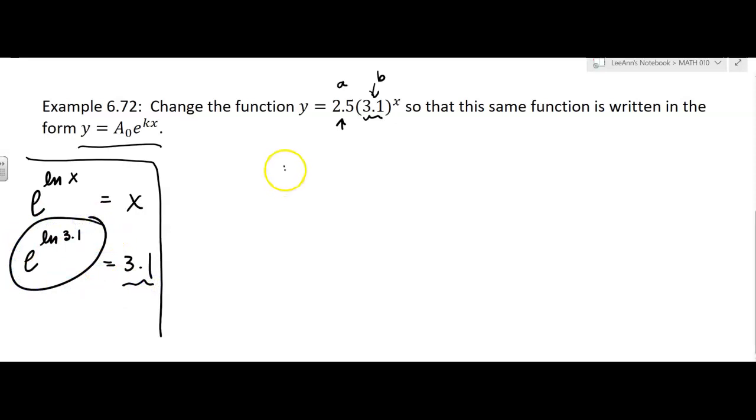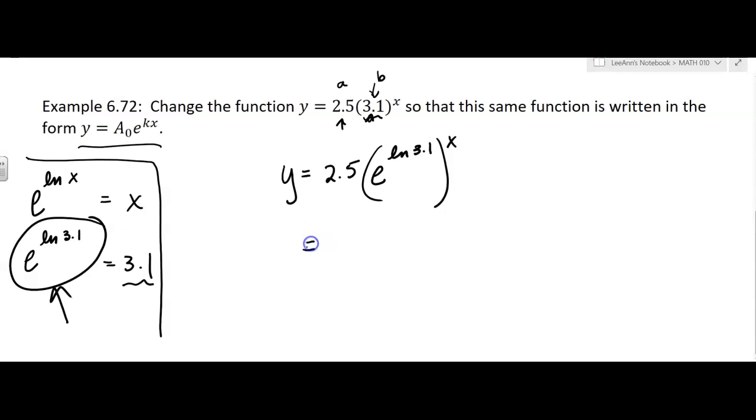So that's going to look like y equals 2.5 times e to the natural log of 3.1, to the x power, right? I'm just replacing 3.1 with this. Now we could go the other way and say, hey, e to the natural log of 3.1, isn't that just 3.1? Yes, but we're trying to get rid of that 3.1. We're trying to get it in terms of a base e.